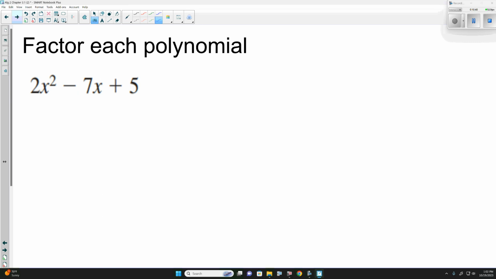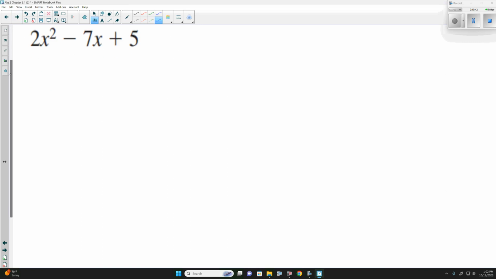Now, if we look at this one here, is there a greatest common factor? No. So 2 sets of parentheses with 3 spaces. Third term is positive or negative? Positive. So the signs will be the same and match the sign of the middle term, which is negative, so we'll have negative and negative.